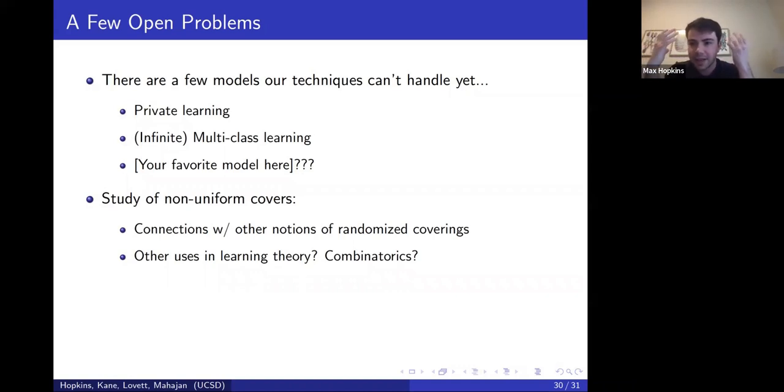In many previous notions of covering, you needed to cover everything at once. But it turns out for scenarios in learning, we don't really need this, right? We just need a fixed guarantee on one hypothesis. We don't need the guarantee on all hypotheses simultaneously. And I feel pretty strongly that this should be useful in other areas of learning theory beyond just this agnostic to realizable connection, maybe even in combinatorics, the study of set systems, or more broadly in computer science.